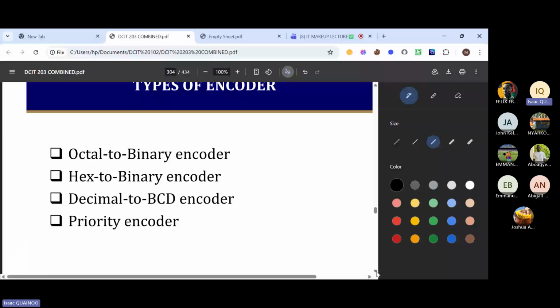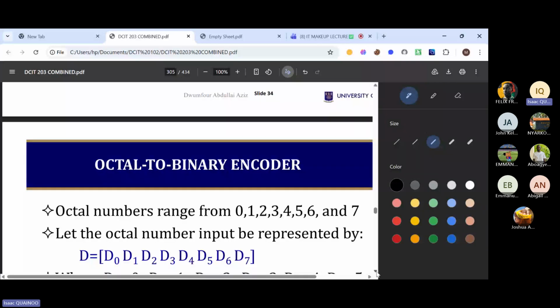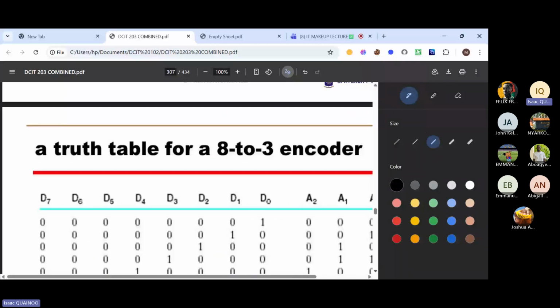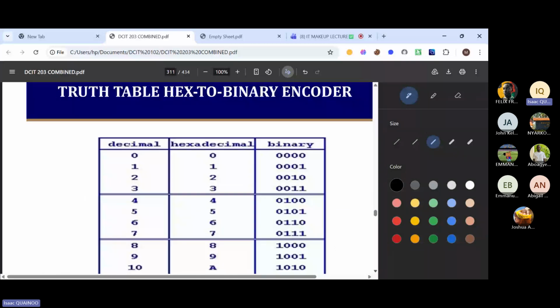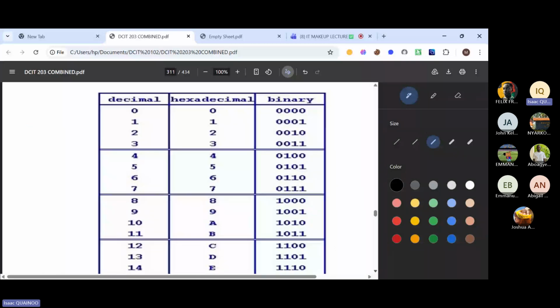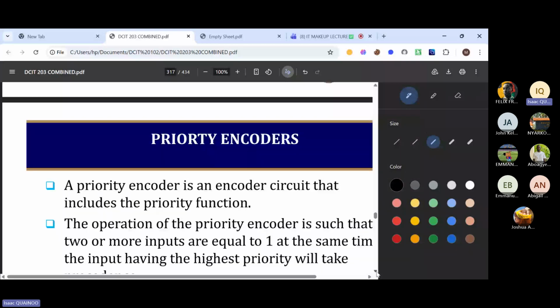All right, so we have these 4 types. You have the octal to binary encoder, the hexadecimal to binary encoder, the decimal to BCD encoder, and then the priority encoder. I think we've looked at their correspondence and at the decoder. So let's move straight away to the priority encoder. Look at what they are.